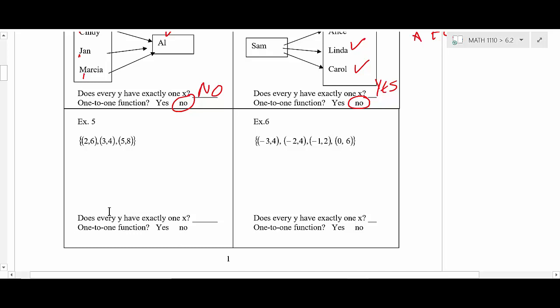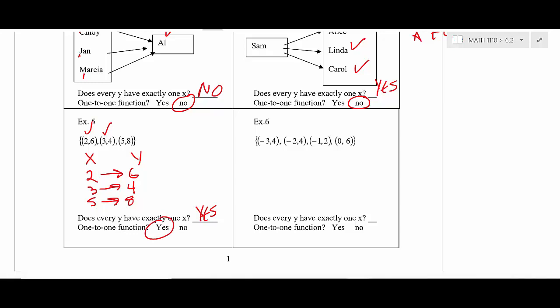All right, let's look at this next one. Now, this situation right here, one thing that's kind of helpful, if you need to do this, is just to write down all the x's. So we have the 0.26. You can write what's called a mapping diagram. So you can say 2 maps to 6, and you can say 3 maps to 4, and you can say 5 maps to 8, okay? Does every y have exactly one x in this problem? Yes. Is this a function? Yeah, every x has a y. So you got to do it both ways. Okay, so that's a one-to-one function. Okay, you have one x, you have one y. It goes both ways. Okay, that's one-to-one. That's why we call it one-to-one.